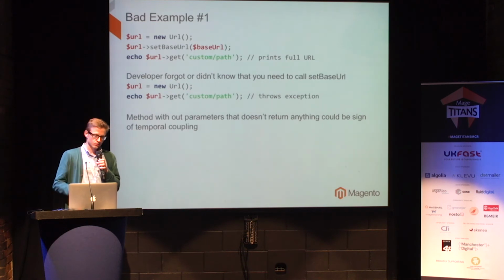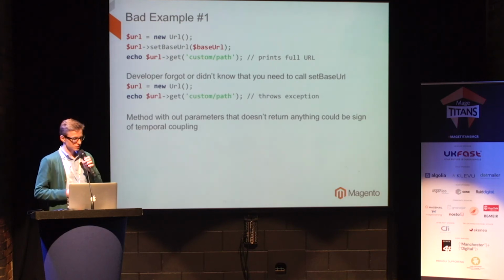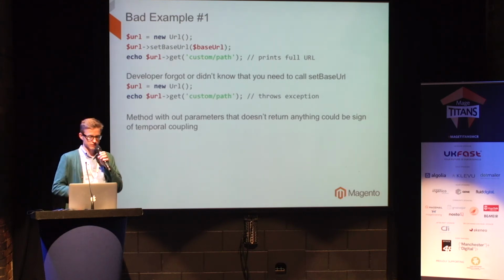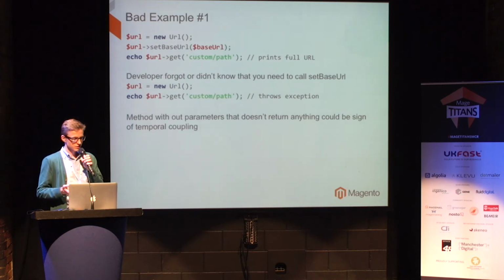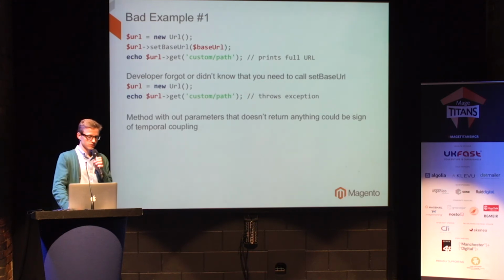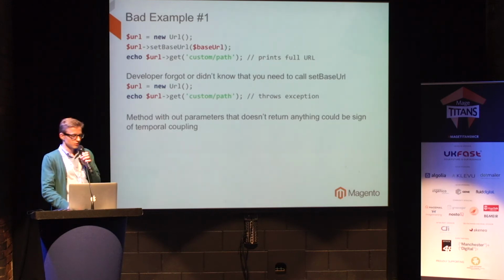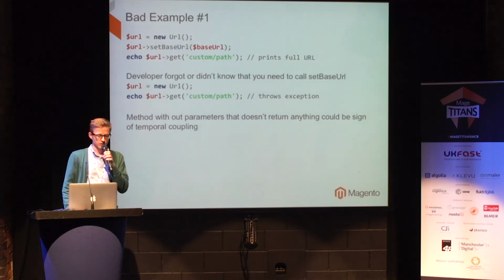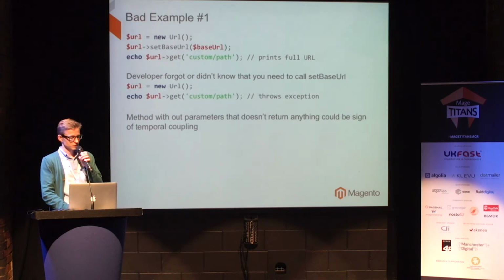So let's take a look at this example. Let's say that we have a URL class that has a get method, and if we pass a URI, it would return us the full URL. The problem with this class is that if you don't call the set base URL method, it would throw an exception. And it's actually good that it throws an exception. It makes the problem a little smaller, but in real life, in some cases, this exception will not be thrown. So it would just work incorrectly, and it would lead to hidden bugs in real life.